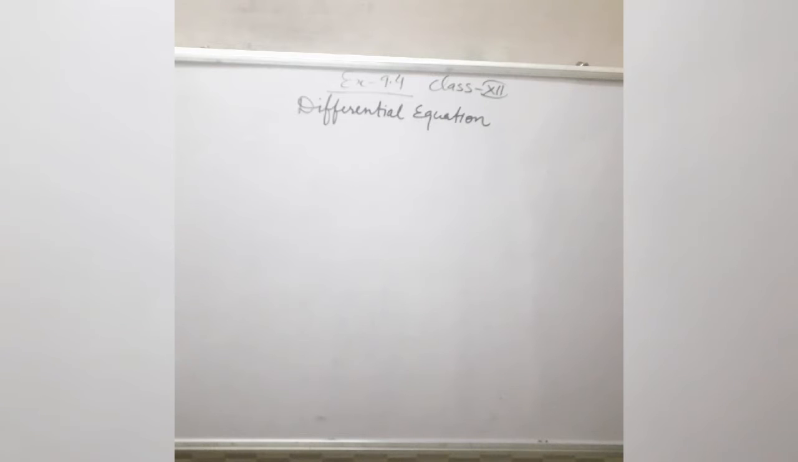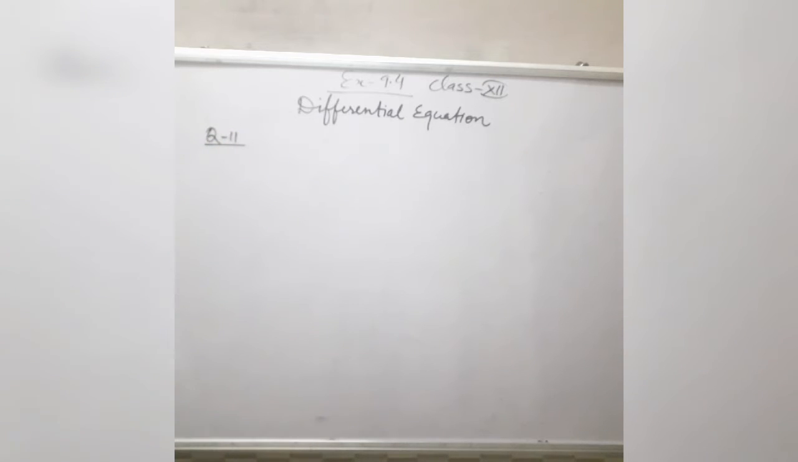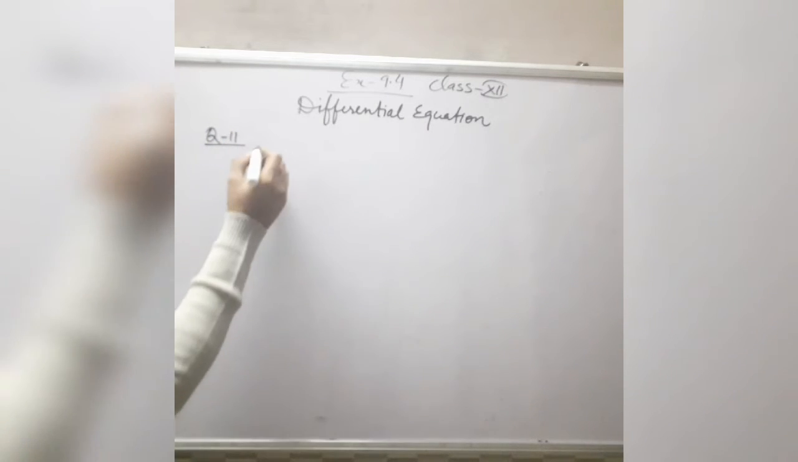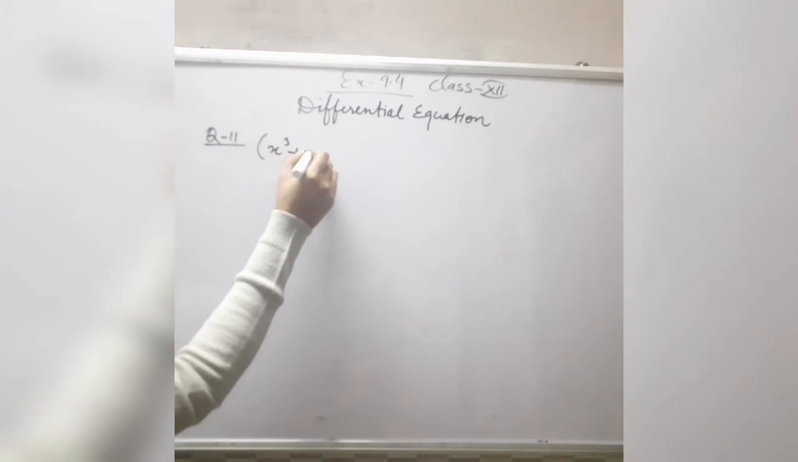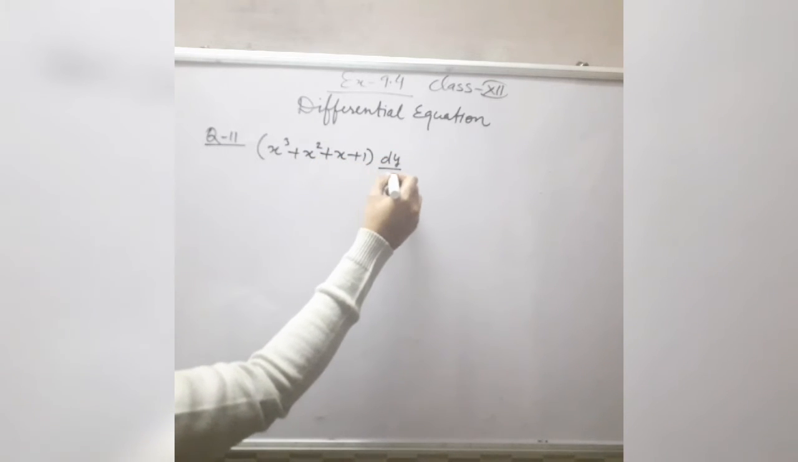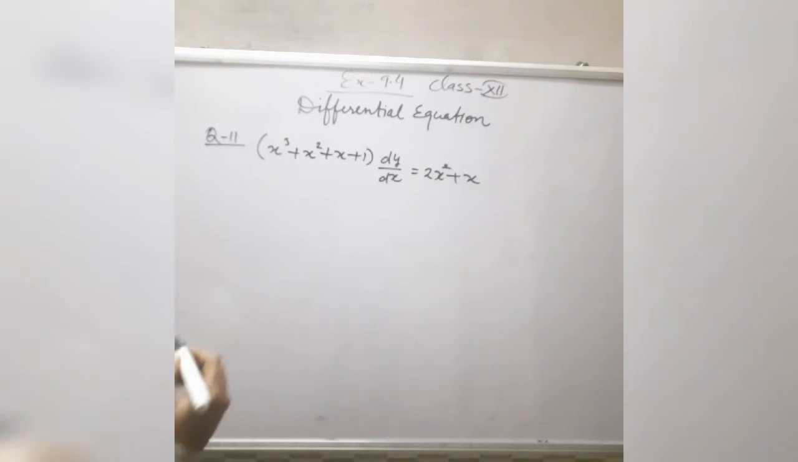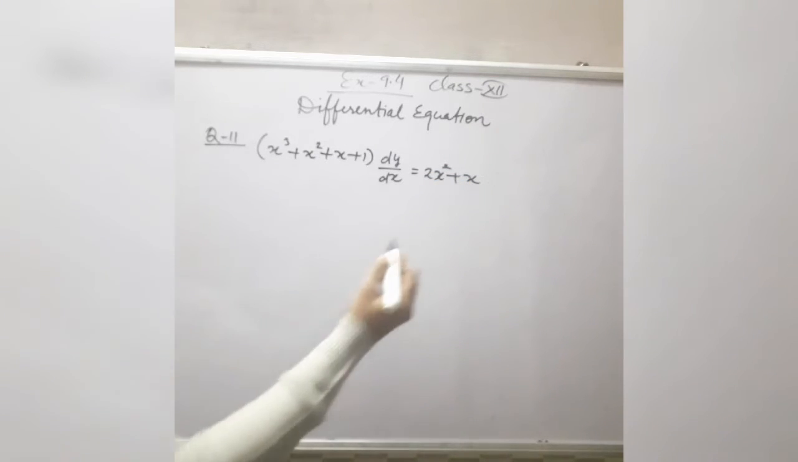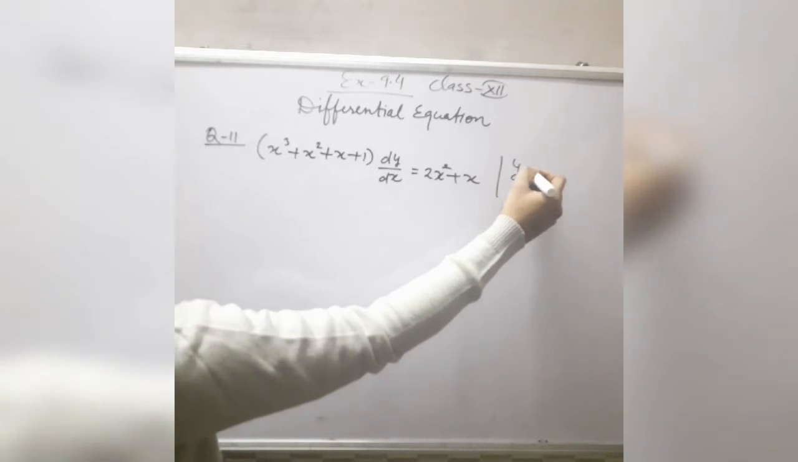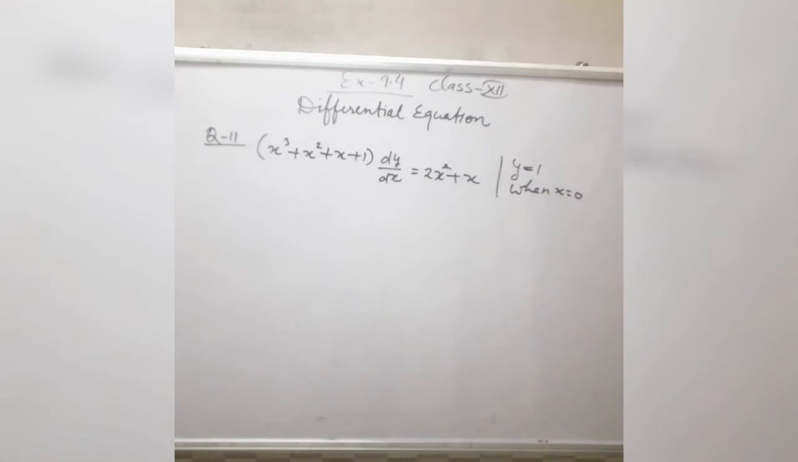For a particular solution, some condition is also given to you in the statement. So let's start this exercise from question number 11. Now in question number 11 the differential equation is (x cube plus x square plus x plus 1) dy by dx equals 2x square plus x. And what is the condition given? The value of y is 1 when x is equal to 0. Means at x equals 0, the value of y is 1.